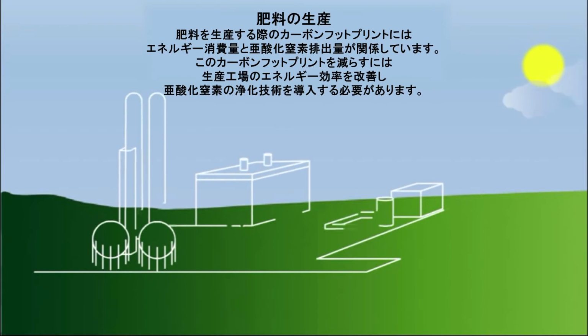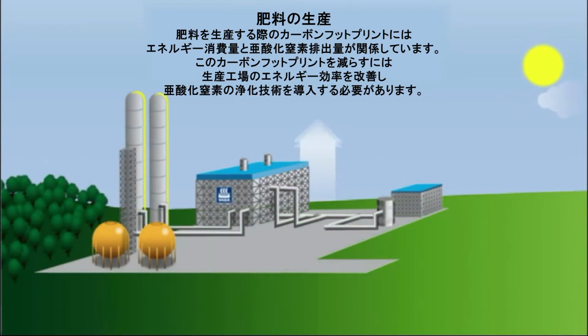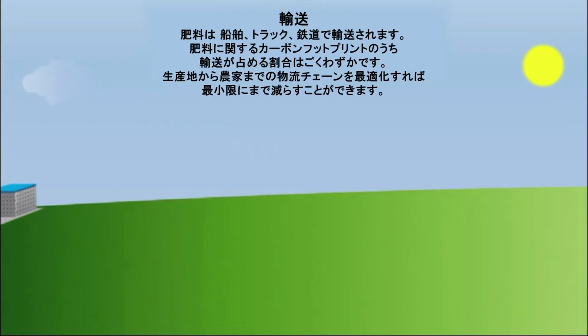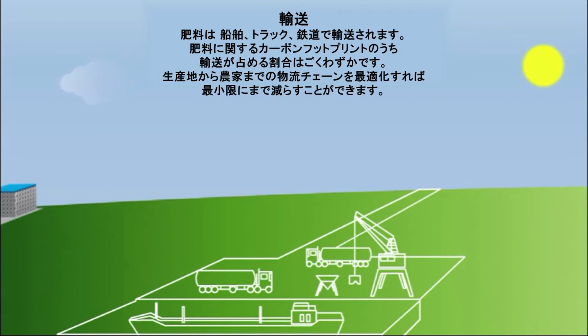The carbon footprint of fertilizer production is related to energy consumption and nitrous oxide emissions. To reduce the carbon footprint, energy efficiency of production plants needs to be increased and nitrous oxide cleansing technologies to be installed. Fertilizers are transported by ship, barge, road, or rail.